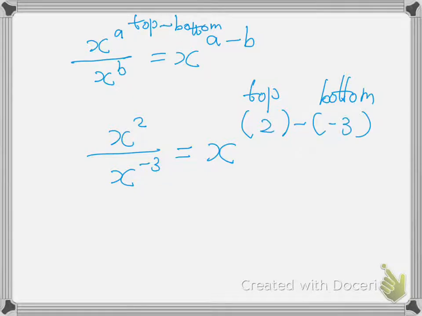So here, this subtraction is not 2 minus 3. It's 2 minus negative 3. So the answer is x to the 2 plus 3's power, which is 5th.